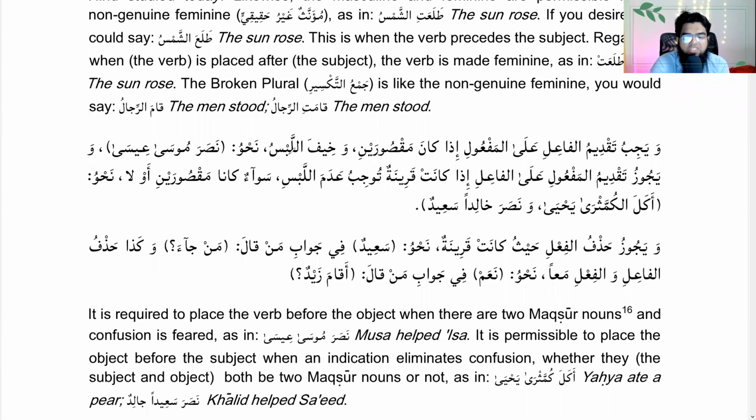وخيف لبس, and confusion is feared. Generally, if the endings are clear, like daraba Hamidun Zaidan, you can put in any order, it's fine. Hamidun is always with dun, so we know that Hamid is the one who's hitting Zaid. If I say daraba Zaidan Hamidun, fine, because I can see the endings. But for Musa, Isa, I cannot see the endings, so there's confusion. So he says, nasara Musa Isa, Musa helped Isa.